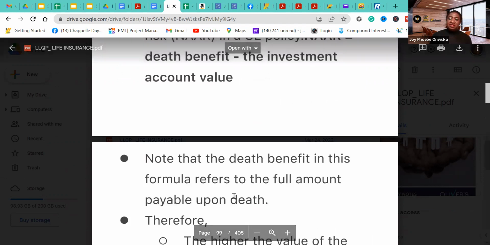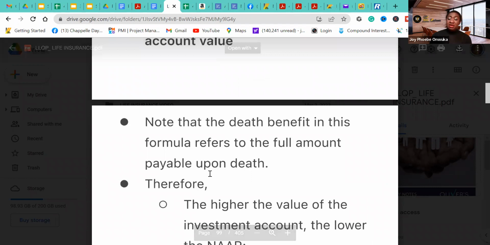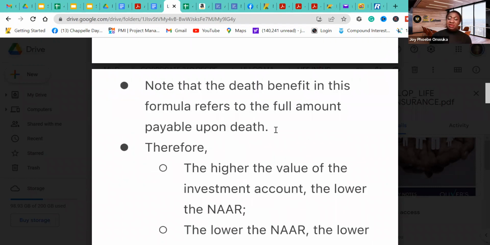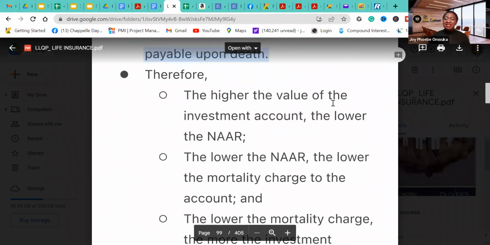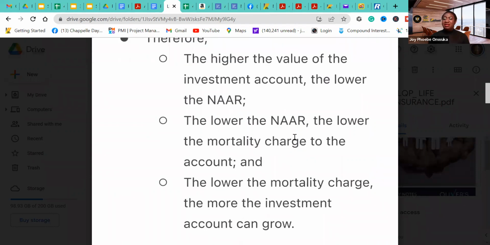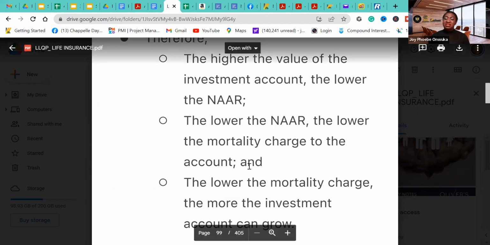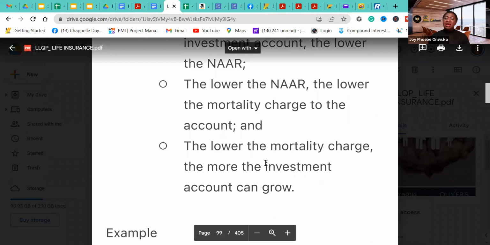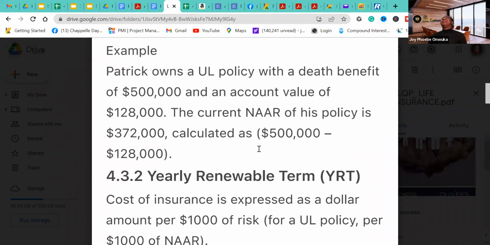Now, note that the death benefit in this formula refers to the full amount payable upon death. Okay, so the death benefit they are talking about is the full benefit. Even I was just thinking, okay, how about increasing death benefit? You see, with increasing death benefit, that is the full amount, the combination, okay? Therefore, the higher the value of the investment account, the lower the net amount at risk. The lower the net amount at risk, the lower the mortality charges to the account, okay? And the lower the mortality charges, the more the investment account can grow. Oh my God, this is like a cobweb.